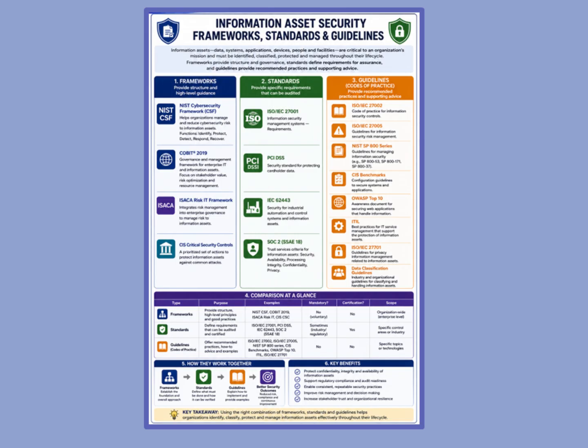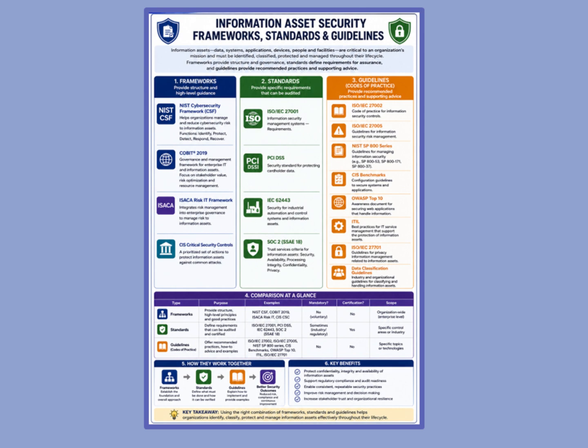Frameworks provide structure, governance, and high-level direction. They help organizations understand what needs to be managed and how security should align with business objectives and risk management. Examples include the NIST Cybersecurity Framework, COBIT 2019, the CISA Risk IT Framework, and the CIS Critical Security Controls. These frameworks help organizations establish governance, prioritize risks, and improve overall security maturity. The second section covers standards. Standards define specific requirements that can be audited, measured, and in many cases certified against.